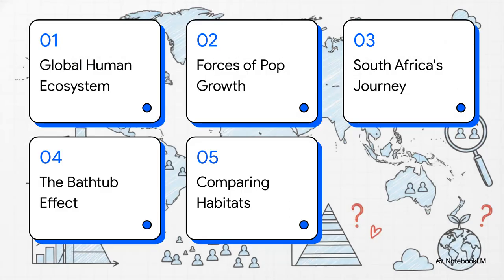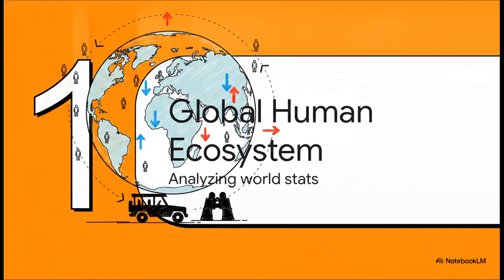Here is our map for today's journey. We'll start with our global human ecosystem, then dive into the forces of population growth. After that, we'll track South Africa's unique population journey, check out something called the bathtub effect, and wrap up by comparing a few different global habitats. All right, let's jump right into part 1, our global human ecosystem.